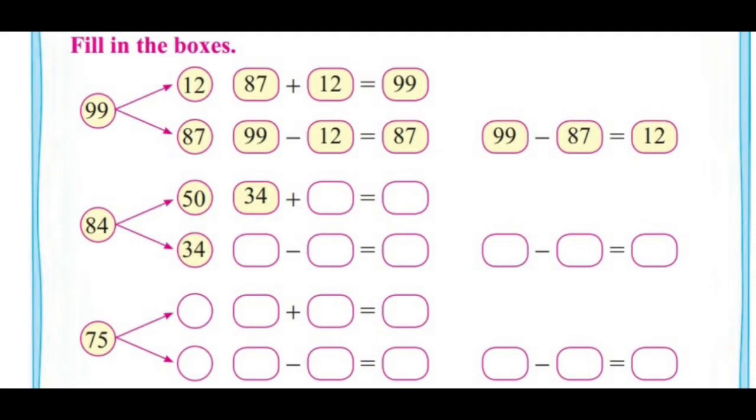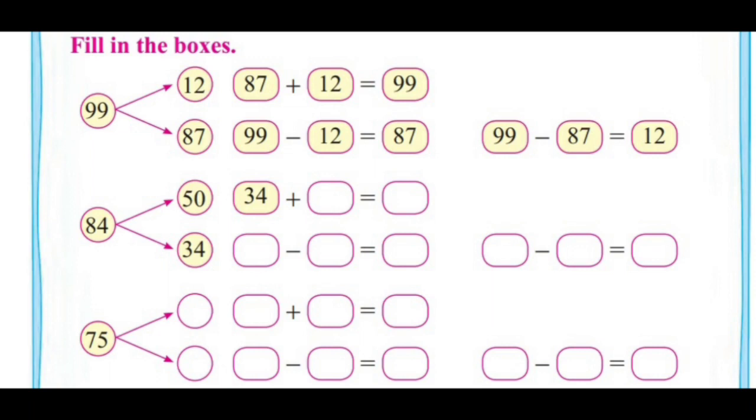99. How did we get 99? There are two numbers, 12 and 87. If we add 87 plus 12, we get the answer 99. And if we subtract 99 minus 12, we get the answer 87. Similarly, if we subtract 99 minus 87, we get the answer 12. The numbers are replaced, and accordingly we get the answer. If there is one addition sum, we can make two examples from it, as we have seen in the earlier sum. Okay, students, let's have a look at the next sum.